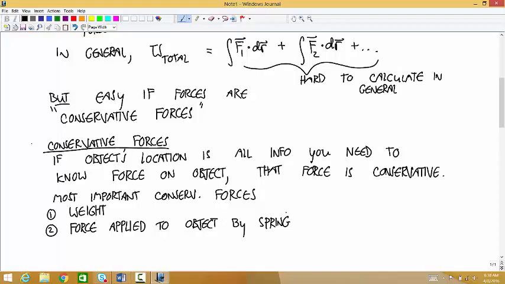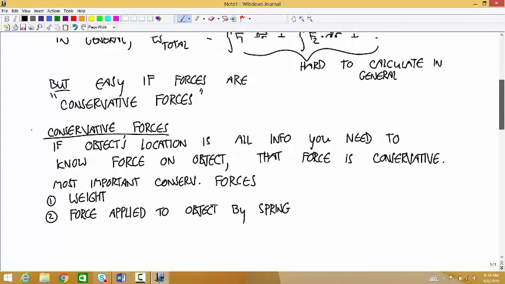Yes? But do you also know the spring constant and the mass of the object? Yes. Yep. For a given object, yeah. Okay.